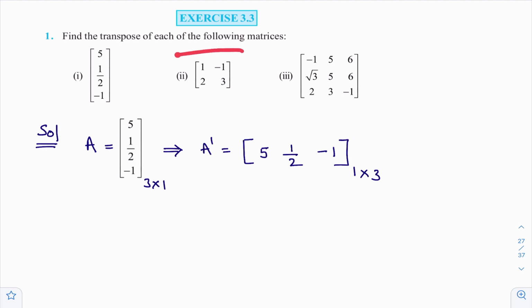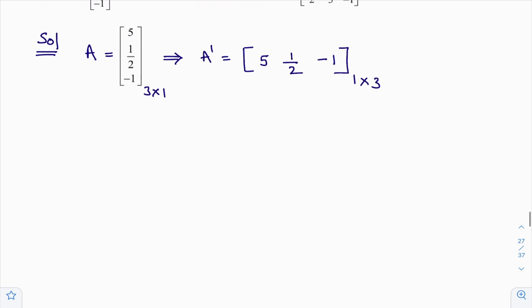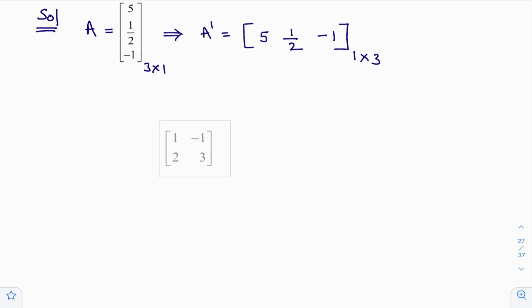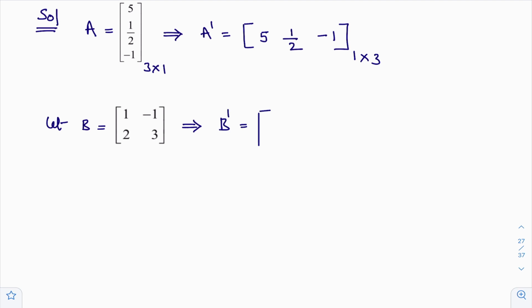Similarly, we need to calculate the transpose for the second bit. I'll take the given matrix as B. We need to calculate the transpose of this matrix. Transpose of B is denoted by B dash. How to write the transpose of matrix B? Very simple. You take the first row from B, you write it as a first column: 1 comma minus 1. Now you take the second row, write it as a second column. So, this 2 comma 3, I'll write it as a second column.